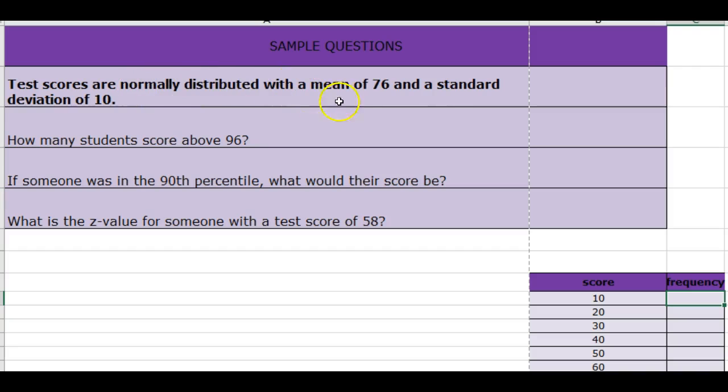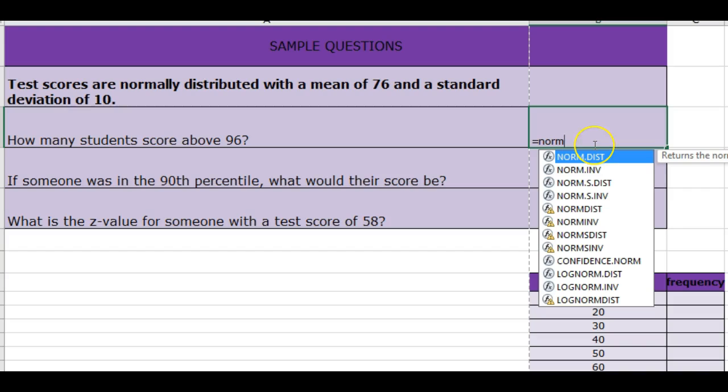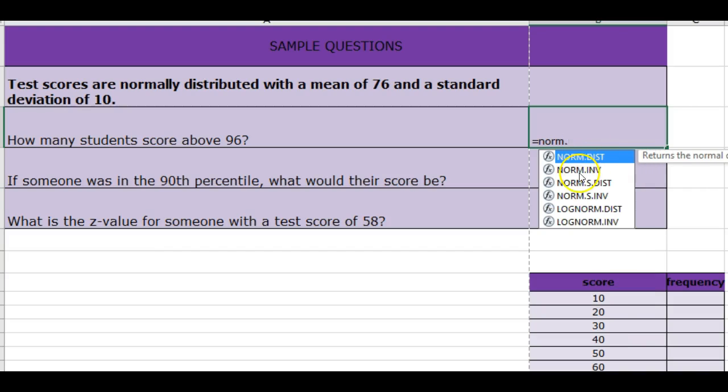Test scores are normally distributed with a mean of 76 and a standard deviation of 10. How many students score above 96? So you should know how to do this on a calculator at this point. You would just use normal CDF. Let's do it on Excel. So it would be equals NORM.DIST. You can see it right here.